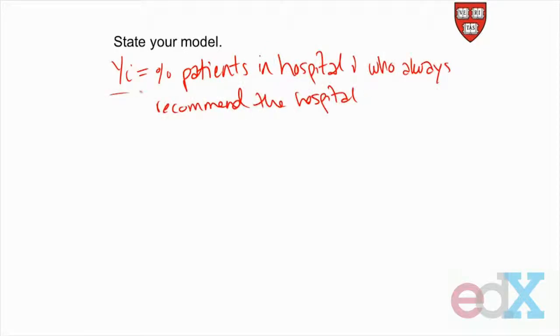Our outcome is exactly the same as it was in the previous tutorial. It's the percent of patients in a hospital, hospital i, who always recommend that hospital, and we have i equals 1 all the way to 3,570 different hospitals in our sample. Now our explanatory covariate, let's call it D, we're going to define as either 1 or 0.